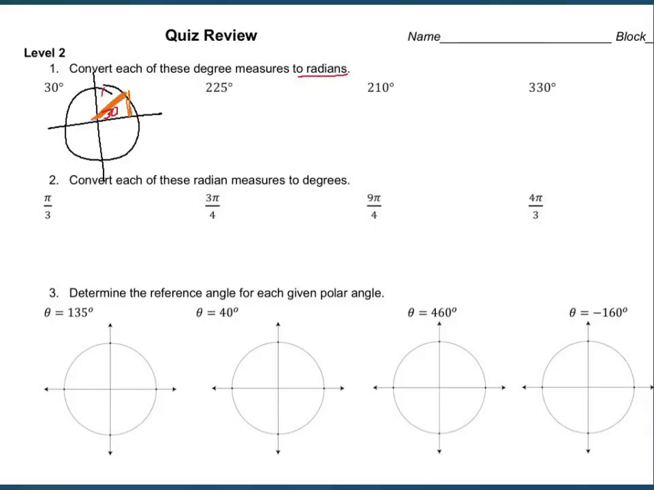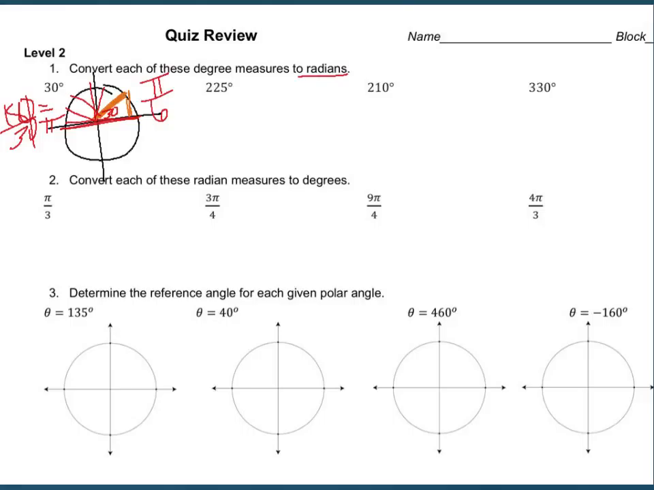So we know that a 30-degree angle is 1/6 of the whole. If 180 is pi, if you divide that by 30, that's 6. So 30 degrees is 1/6 of pi, or pi over 6.